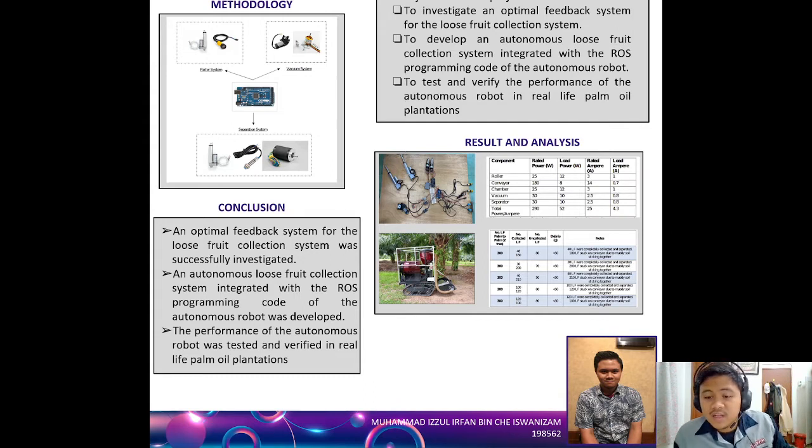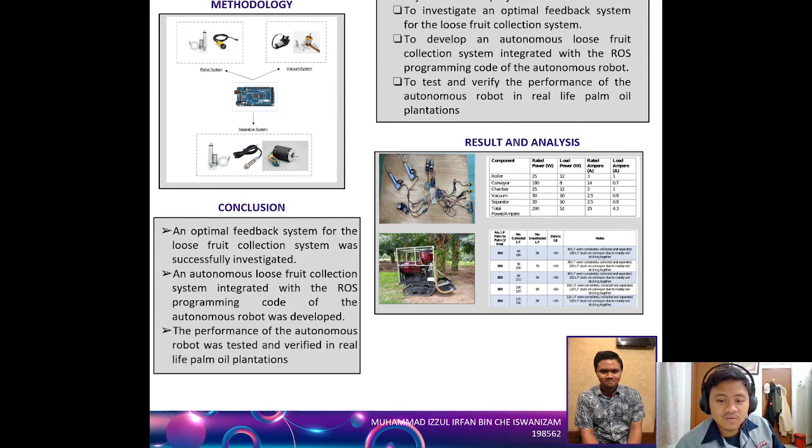And thus, as for the result and analysis of my project, here we have a real life implementation. Here we have the loose fluid collection system circuit, where we use the components that we plan to use. For example, we have a power window motor, we have two linear motor actuators, one for the roller, one for the chamber, and two brushless DC motors, one for the vacuum and one for the separator. And also we have two digital IR sensors and two metal inductive proximity sensors.